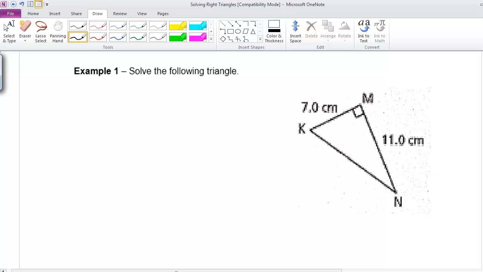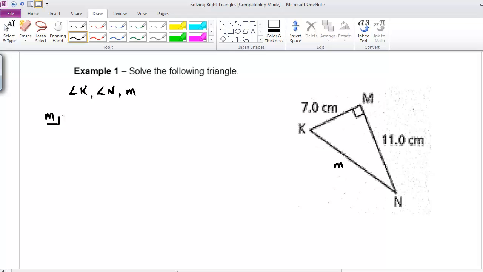Okay, let's look at an example: solving the following triangle. In this question, I want to figure out all the unknowns: angle K, angle N, and I'm going to call it little m, which is the hypotenuse. And it doesn't matter what order you do it in. What you really want to do is use the information that's given and, if possible, not use the information you've determined. So I'm going to find little m first.